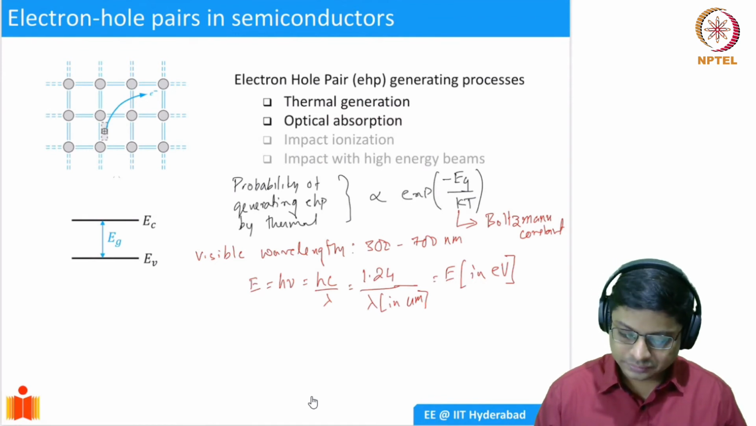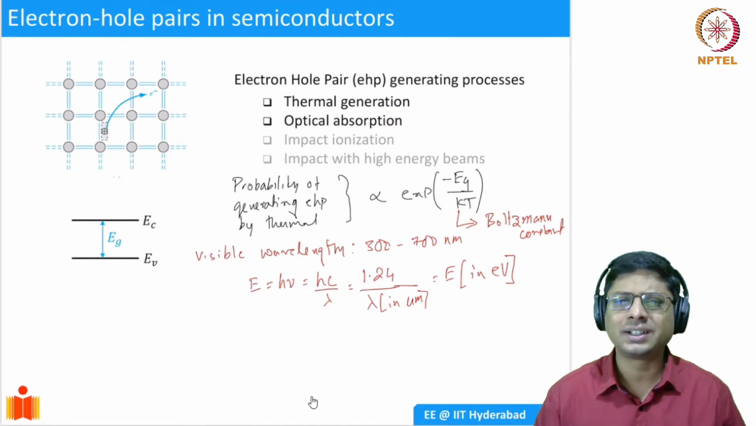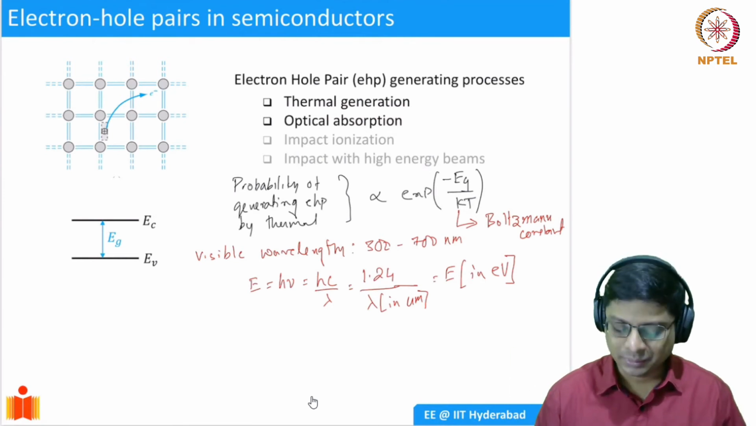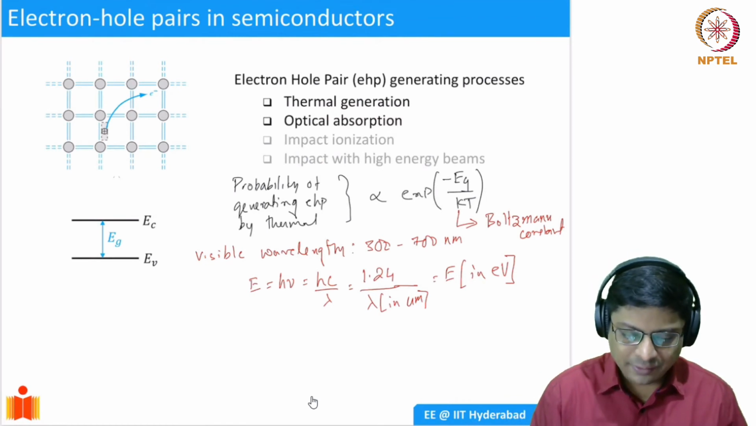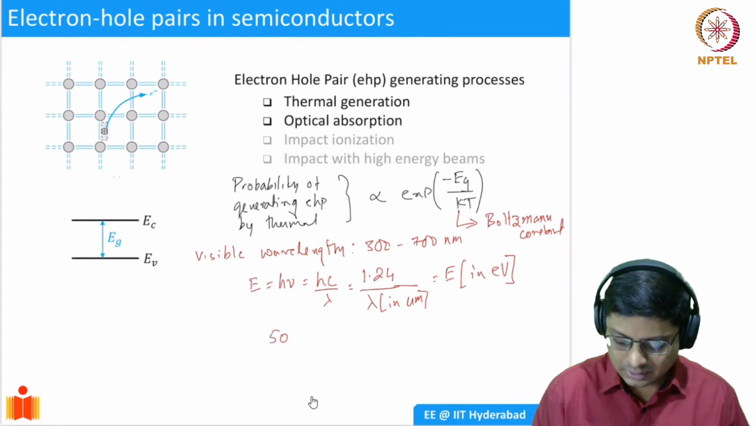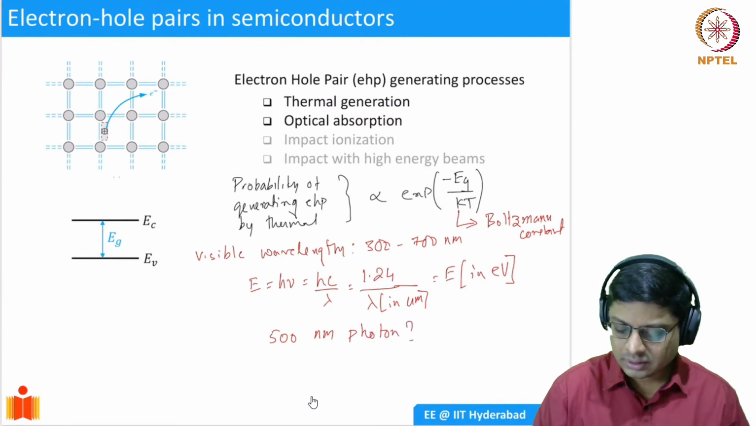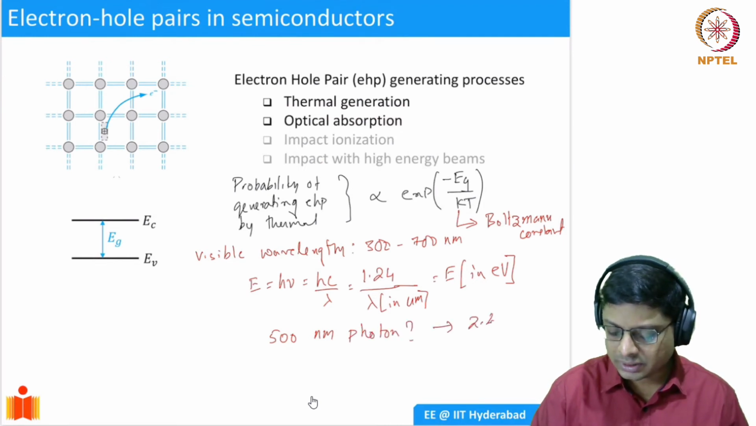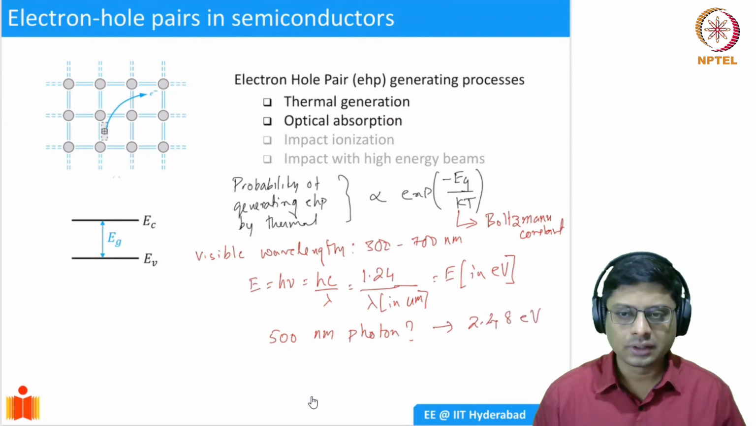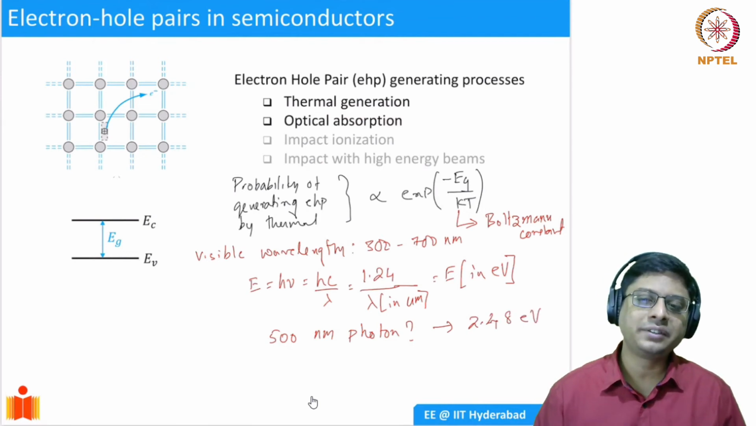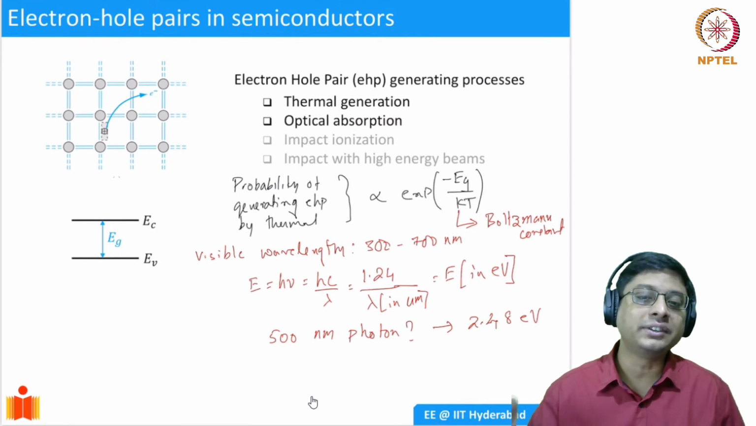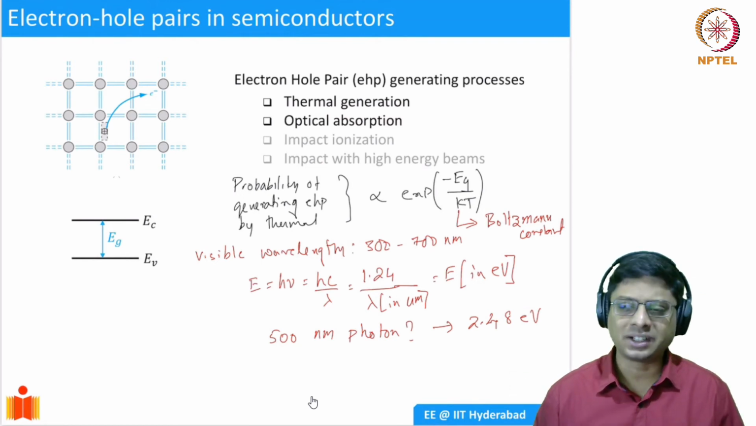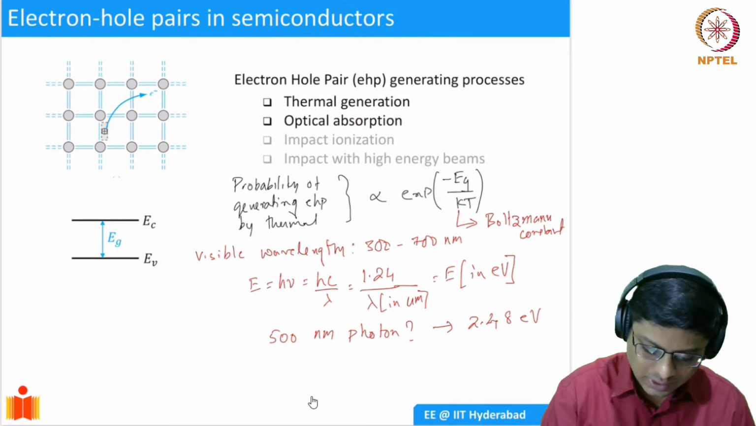Okay. So now, let's consider the green light, which is the center of the visible range, we can say, right? Because it's 500 nanometers. 532 is one of the famous peaks of green, but let's take 500 nanometers. So if you have a 500 nanometer light or photon, what is its energy? It turns out it is basically 2.48 eV. Okay. So now let us say a 2.4 eV or 2.5 eV photon is incident on a semiconductor which has a band gap of, let's say, 1 eV.